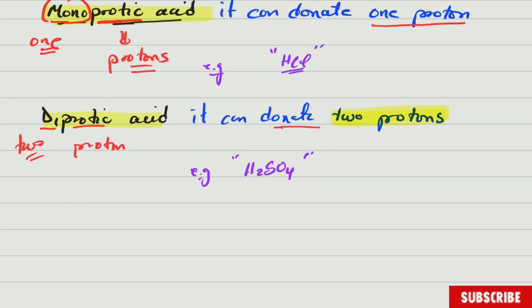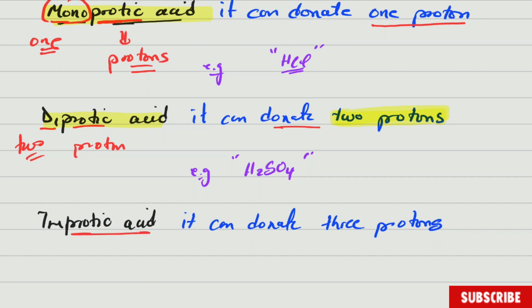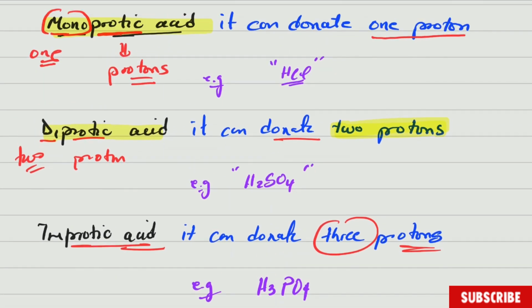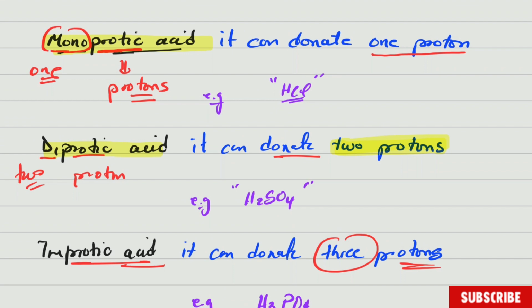Okay. Now there is also triprotic acid. In this case, it can donate three protons, guys. And an example of this acid is H3PO4. So these are the first three important concepts. It's very important because they could ask you in the exam what type of acid this one or that one is. So it depends on the number of protons that it can donate. But let's go to the other three important definitions that we are going to be talking about today.